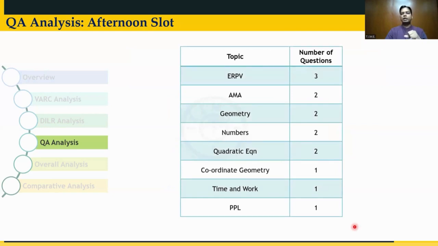Let's look at ERPV, which is our equations, ratio, proportion, variation. There were 3 questions on it, which is solid. Most of them were on the moderate side and too easy. There was averages, mixtures and allegations, 2 questions. In geometry, 2. Interestingly, in geometry, there were no mensuration or 3D questions. There were just 2D questions. The numbers questions, usually a couple of them, were moderate. Then quadratic equations, 2 questions, coordinate geometry 1, and time and work 1 PPL.